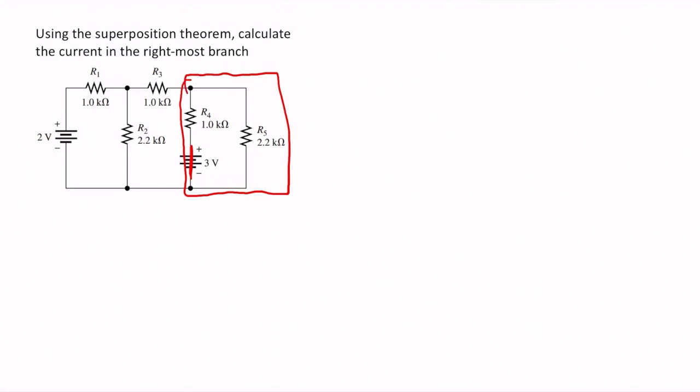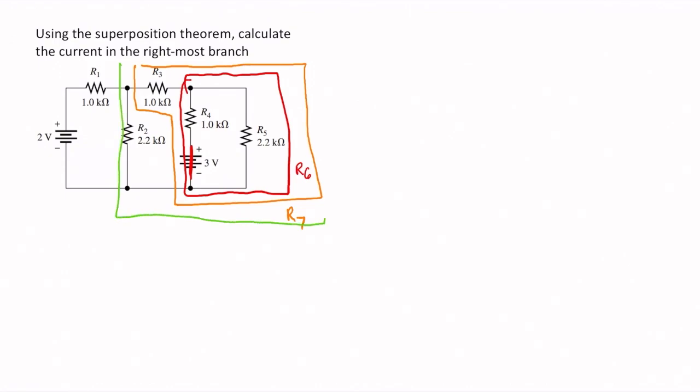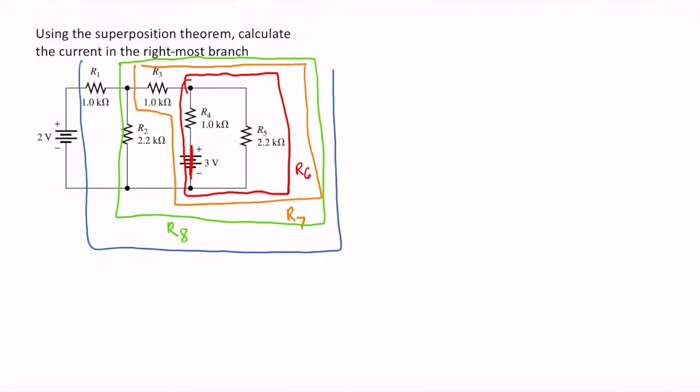equivalent parallel resistance, and let's call that R6. And then we need to solve for this equivalent resistance, which we will call R7. And then we solve for this equivalent resistance, which we call R8. And then finally obtain the total resistance, which we now call R9. From there, we can solve for the currents. Let's solve for R6 first.